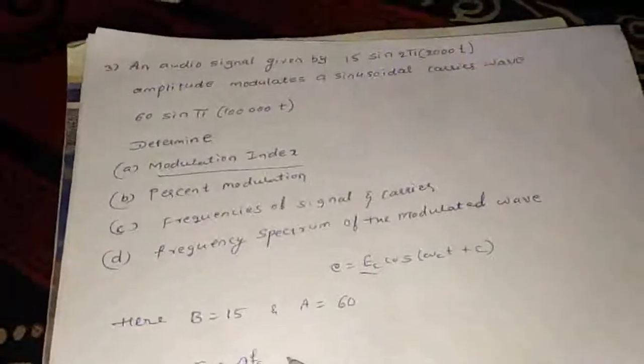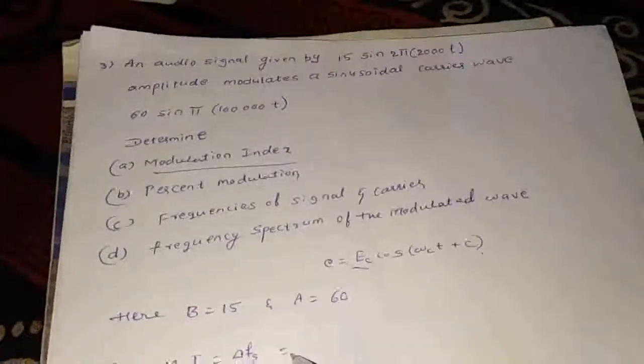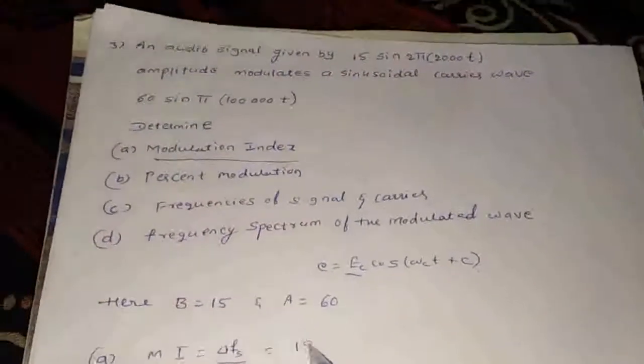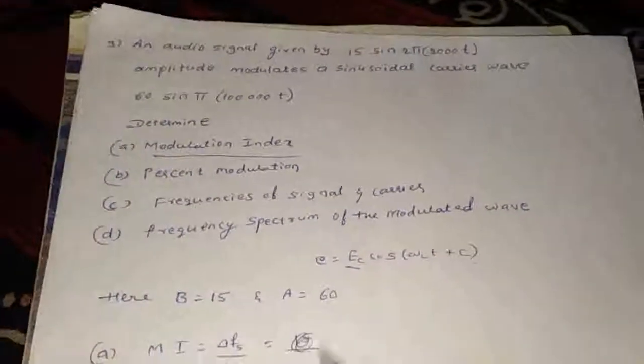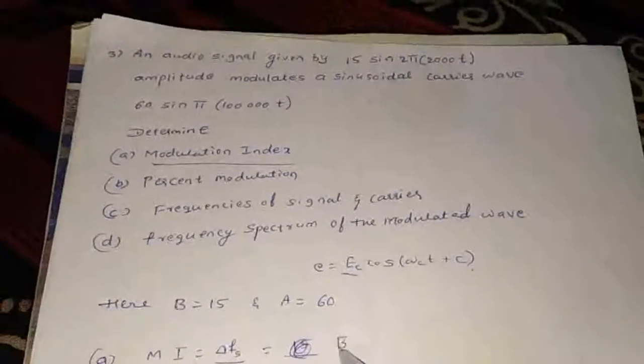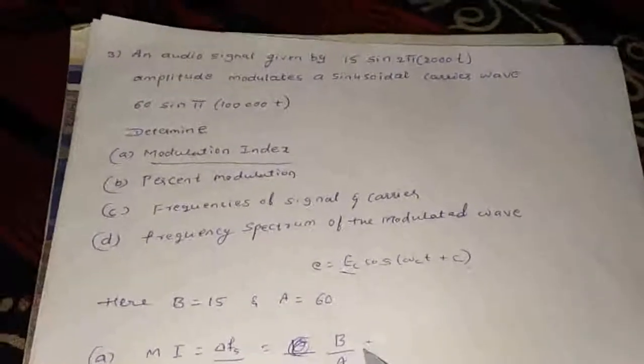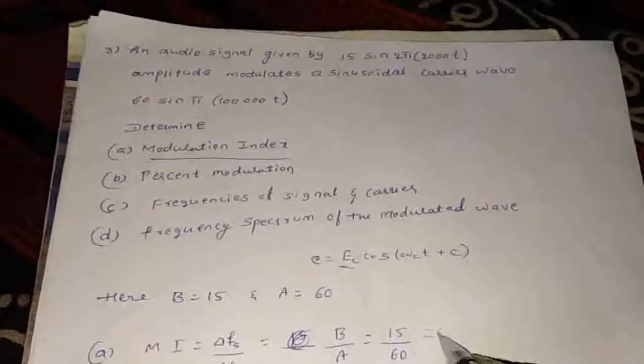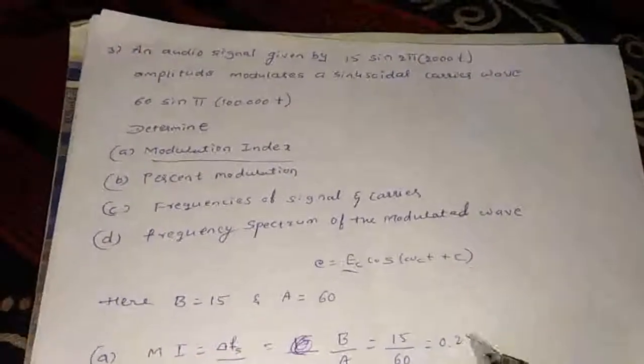Now we have to define that delta fs means the carrier frequency signal of the amplitude. So we get the carrier frequency of the signal b, that is, we have to define the modulation index, which is equal to b divided by a. So b is equal to 15 divided by 16, which is 0.25.